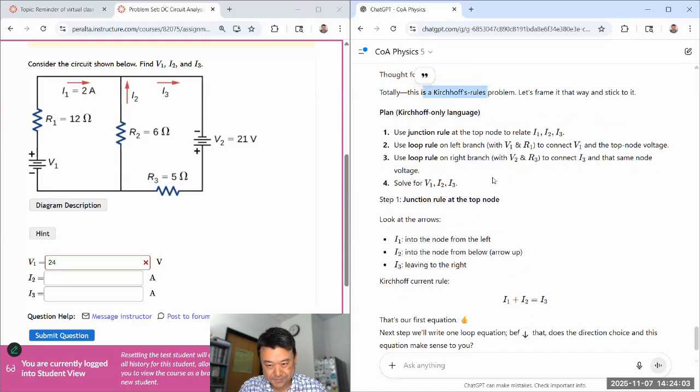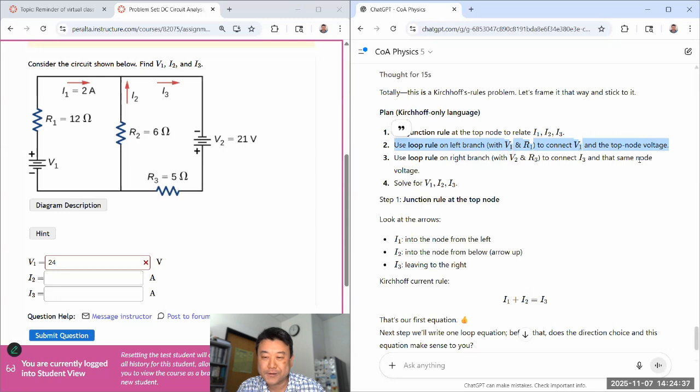Yeah, Kirchhoff's rules. So, junction rule at the top node. That's one equation. And then for the loop rule, you've got a few different choices. You could do the left branch and the right branch. That's a perfectly fine choice. So V1, R1, connect V1. But yeah, that's not the loop rule. Loop rule on the right branch: V2, R3.